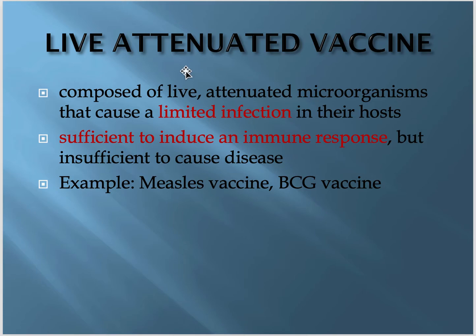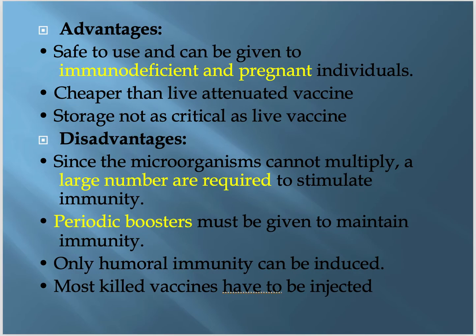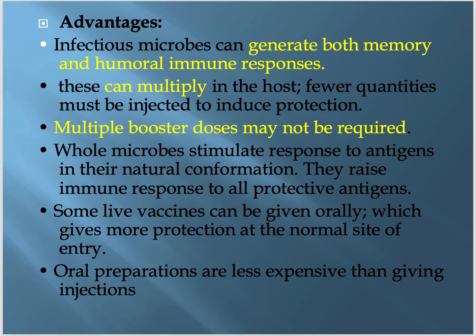So this limited infection is sufficient to induce an immune response but insufficient to cause disease. Examples of such vaccines are the measles vaccine, BCG vaccine, etc. The advantage of live attenuated vaccines is that infectious microbes can generate both memory and humoral immune responses. If you remember, killed vaccines can only induce humoral immunity, but live attenuated vaccines can generate both memory and humoral immune responses.